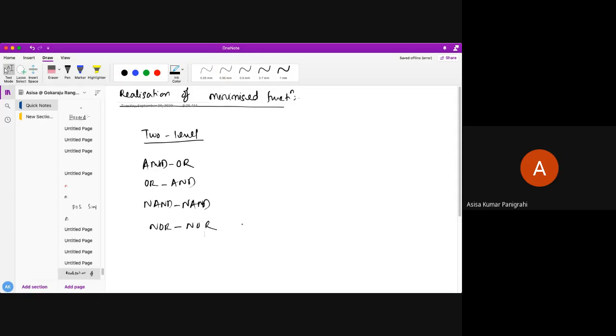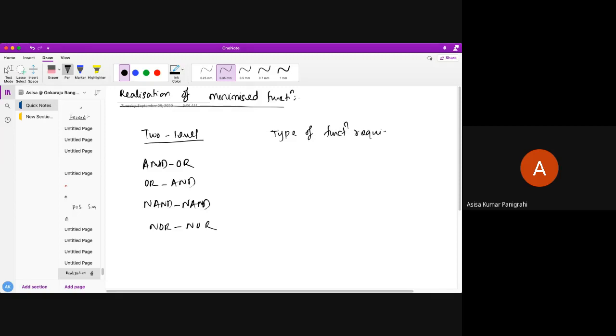Now the thing is how to realize those using a minimized function. If a function is given to you, you have to minimize it, and finally you have to realize it in any of these two level realizations. So you need to know what are the different types of functions to be realized in these two level realizations, the type of function required for this.